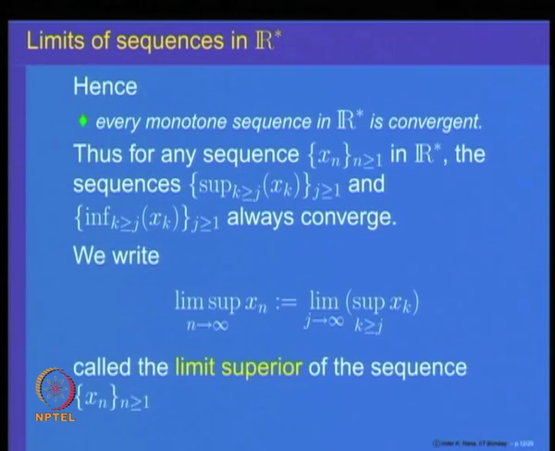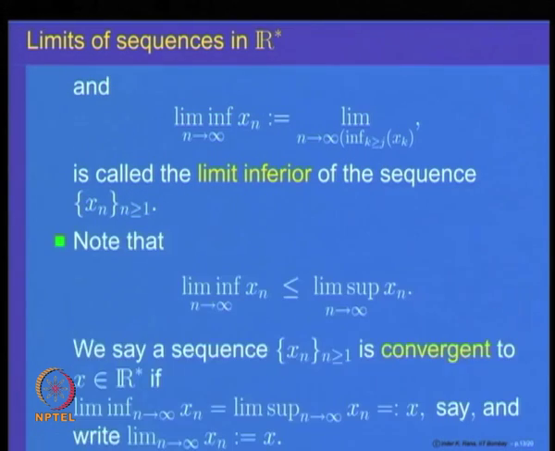So, the limit of the supremum over k bigger than or equal to j is denoted by limit superior of x n, and similarly the limit of the infimum over k bigger than or equal to j of x k is called the limit inferior of the sequence. In general we already know that limit inferior is always less than or equal to limit superior, and the sequence will converge when the limit inferior is equal to the limit superior, even in the case of sequences in R star. So, this is how sequences behave in R star.